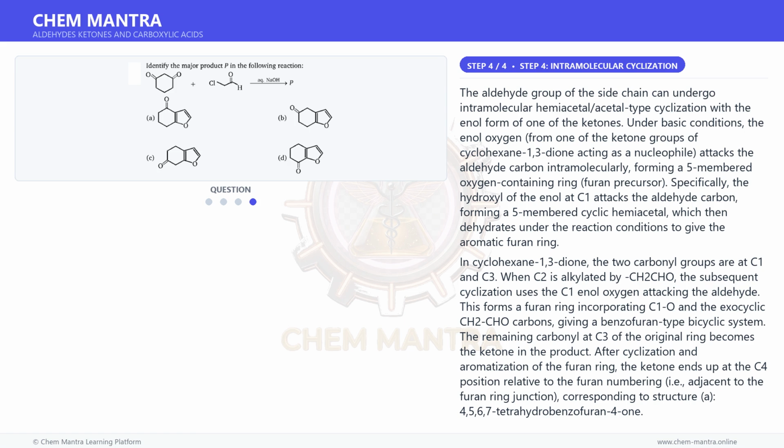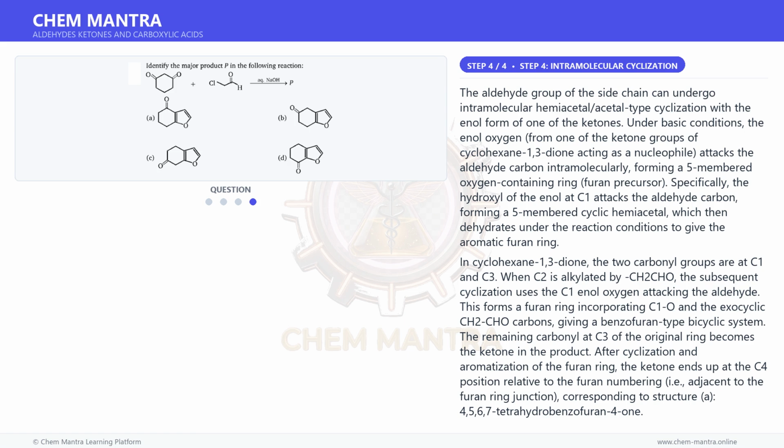Option B has the carbonyl at C5, which would require the alkylation and cyclization to occur in a regiochemically different manner not favored by the active methylene chemistry. Option C has the carbonyl at C6, even further removed, inconsistent with the mechanism. Option D is a lactone, with the C1 carbonyl adjacent to oxygen, which would require an entirely different reaction pathway, esterification, rather than the alkylation-cyclization sequence occurring here.